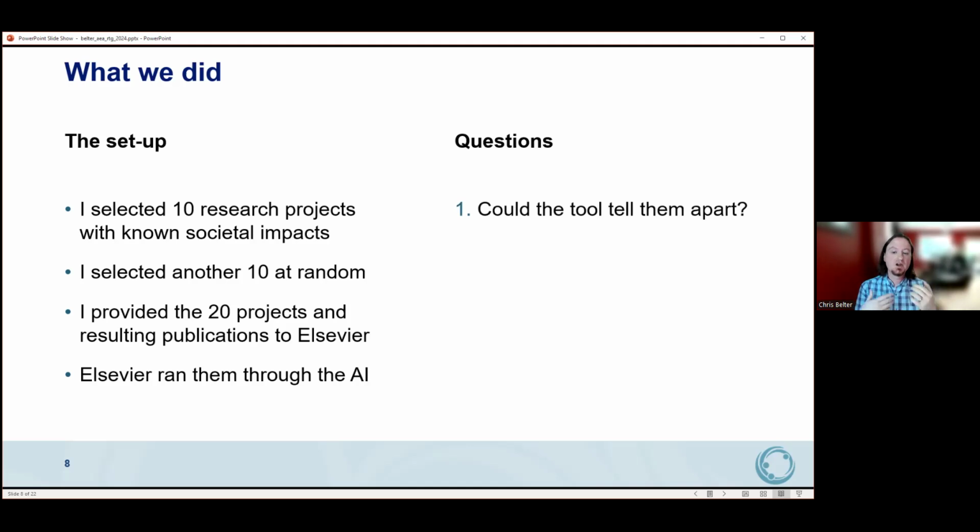And said, all right, could these tools actually tell them apart? Could it correctly tell us which ones were influential and which ones weren't? And then most importantly, could it tell us why? Could it tell us why these things were different? And could it tell us the correct impact story? Again, because we know what the correct impact story is, we can actually test it and see, did it get the story right? So we did that, I think, early last summer and got the results back last year.